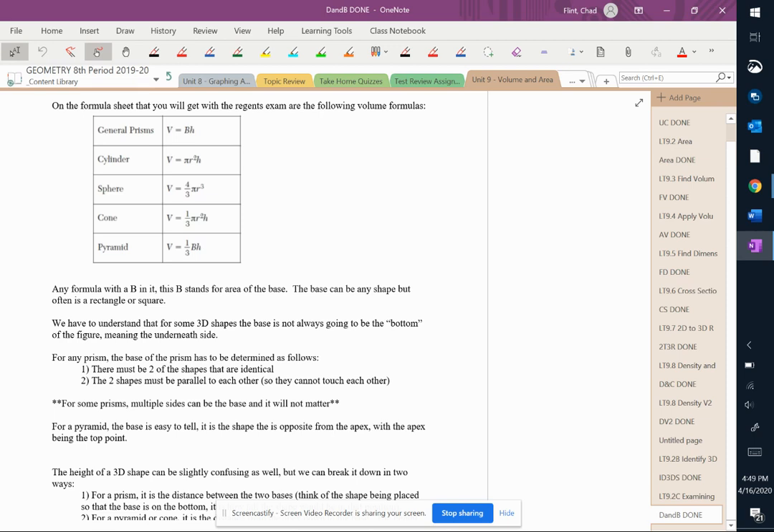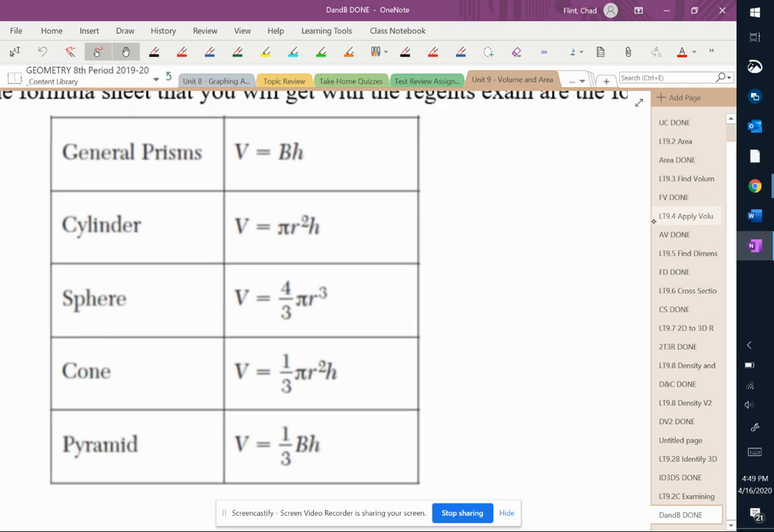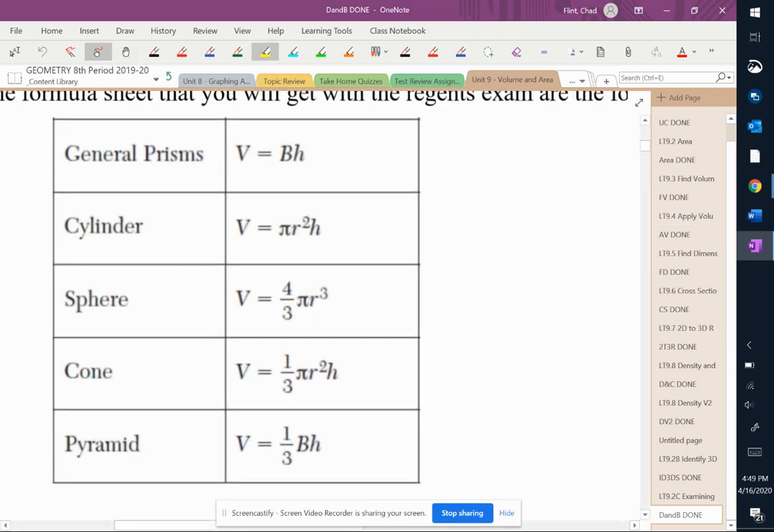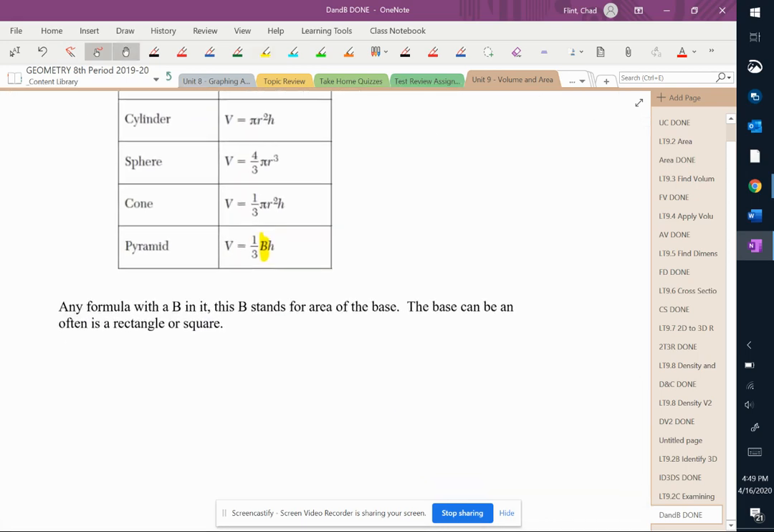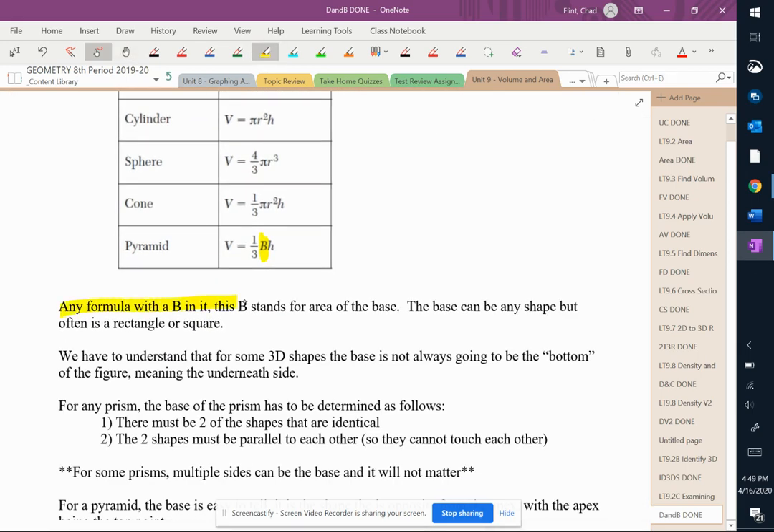So first of all, I'm going to zoom in on these formulas. We have a capital B right here and a capital B right here. That is incredibly important. And as it says right here, any formula with a B in it, the B stands for area of the base. And the reason this is important, B, area of the base.